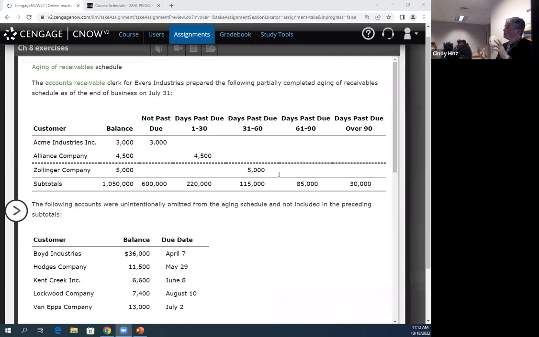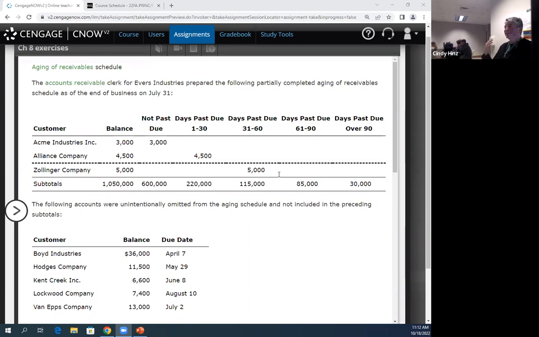So one of these two methods looks at the income statement. How much did we record in revenues this period? How much of that do we think is not collectible? The other approach looks at the balance sheet. So it's called the balance sheet method or balance sheet approach, or it's sometimes called the AR, meaning accounts receivable, AR aging method.